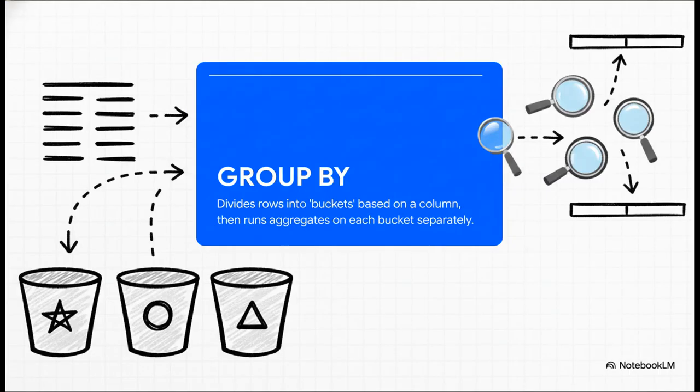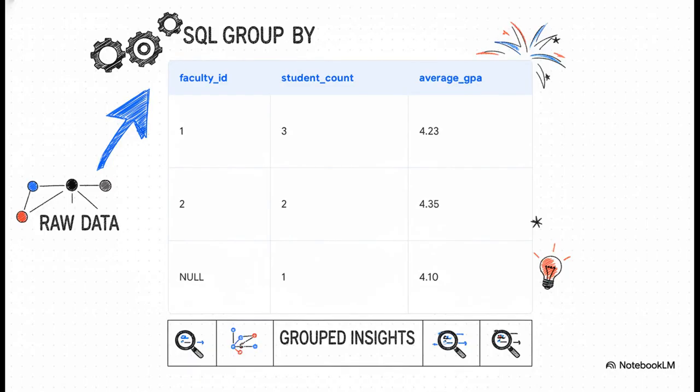Okay, so here's the magic of group by. It basically tells the database, hey, before you do any of that summarizing, I want you to first sort all the rows into little buckets. All the rows that have the same value in a column, like the same faculty ID, they all go into the same bucket. Then, and only then, does it run those aggregate functions on each little bucket one by one. And the result? It's an absolute game changer.